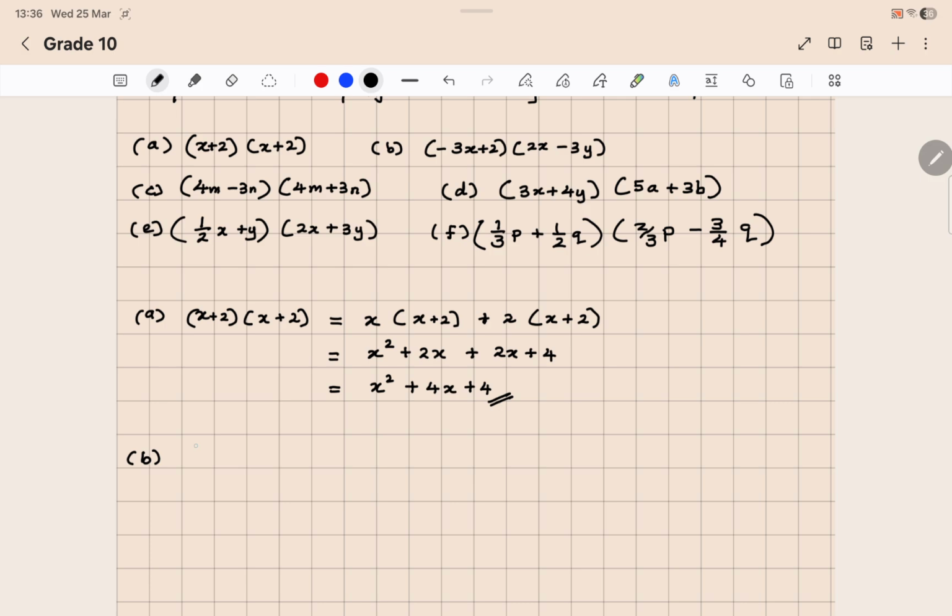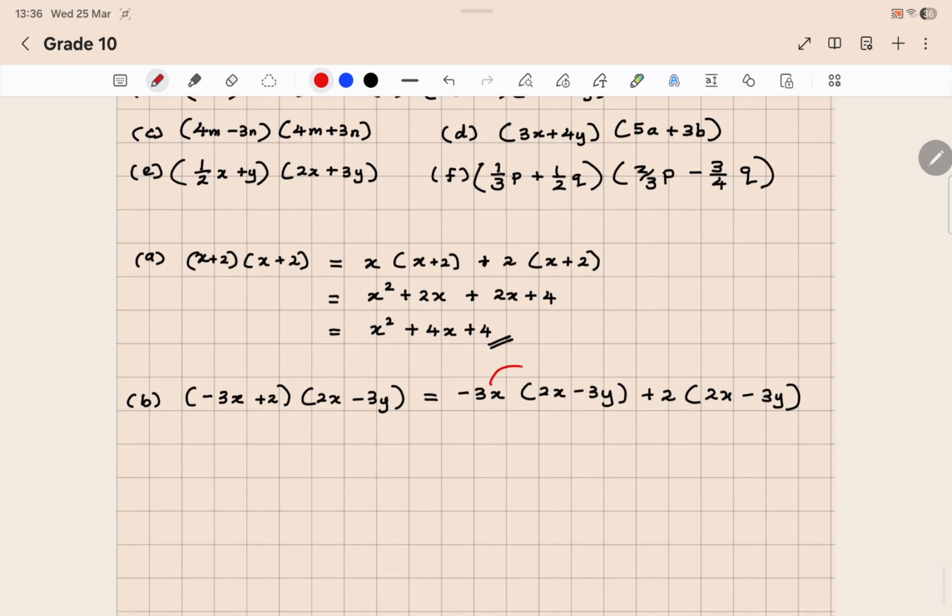Right, let's look at part B. Part B, minus 3x plus 2, 2x minus 3y. Right, so then minus 3x into the second bracket plus 2 into the second bracket, then minus 3x into 2x, minus 3x into minus 3y from the first one, 2 into 2x, and 2 into minus 3y. So minus 3x into 2x is what? Minus 6x squared. Minus 3 into minus 3 is plus 9, plus 9 x into y, xy.